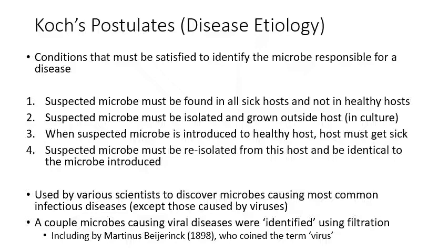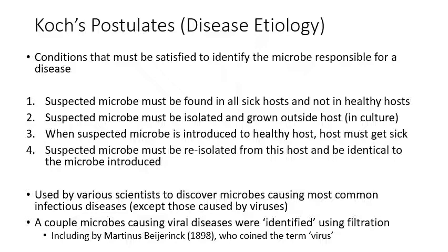And his 4 postulates are, first, the suspected microbe has to be found in all sick hosts and not in healthy hosts. So you have to find it in all the sick people, and you can't find it in healthy people if you're going to say that it causes the disease. Next, you have to be able to isolate that microbe and grow it in the lab. Basically, you have to be able to culture it.